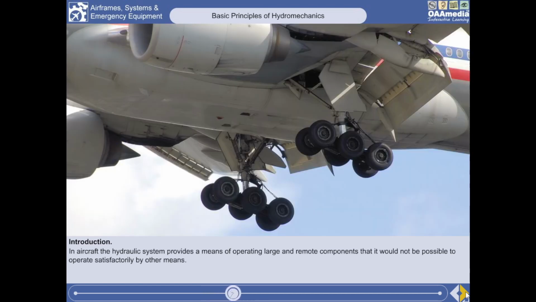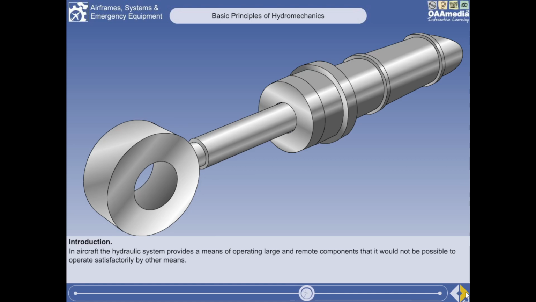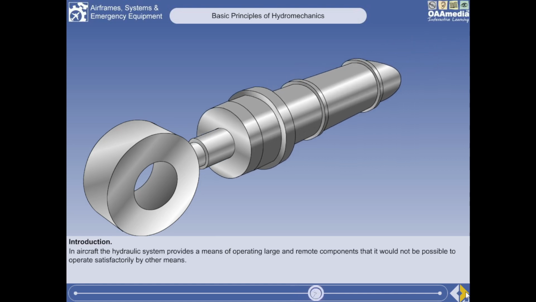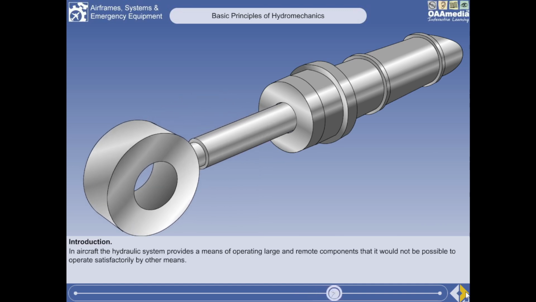In this series of lessons, we will begin by looking at hydraulic theory, including the physical laws that apply to hydraulic systems. We will discuss the properties required of hydraulic fluids. We will look at the components that make up a basic hydraulic system, and we will see how this system can be improved by adding further components.